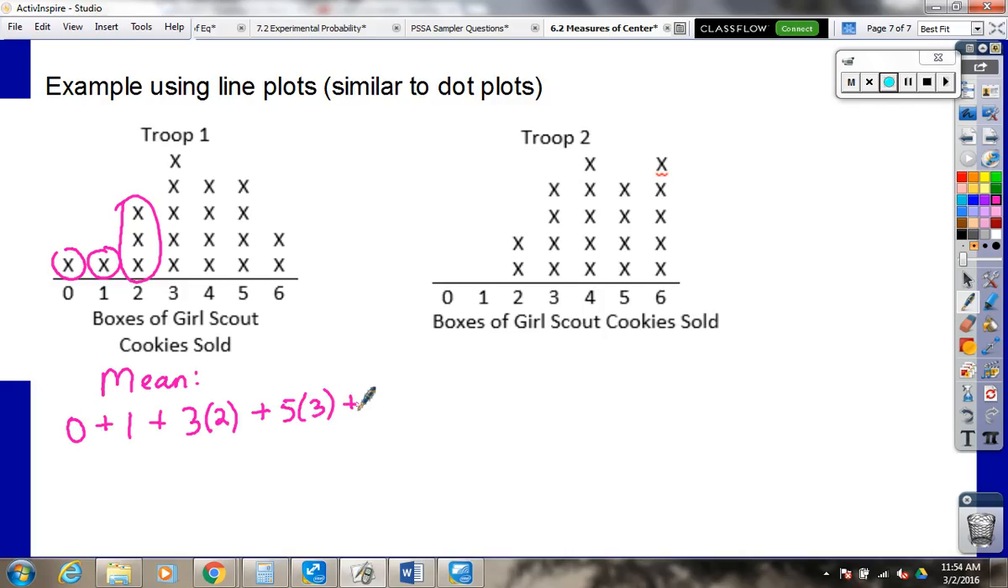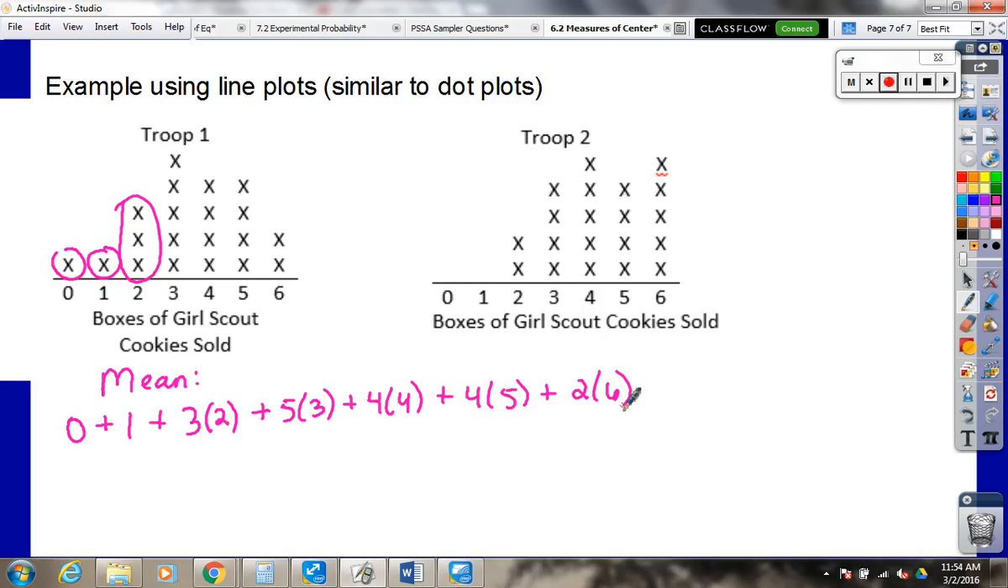How many 4's do I have? 4 4's, so that's 4 times 4. How many 5's? 4. And how many 6's? 2. If you're using a scientific calculator, you can type this into your calculator exactly like this. Your calculator will do the order of operations for you. So you can do 0 plus 1 plus 3 times 2, and then get an answer.